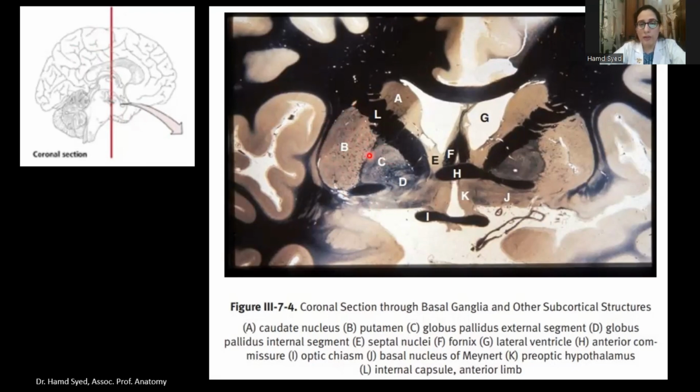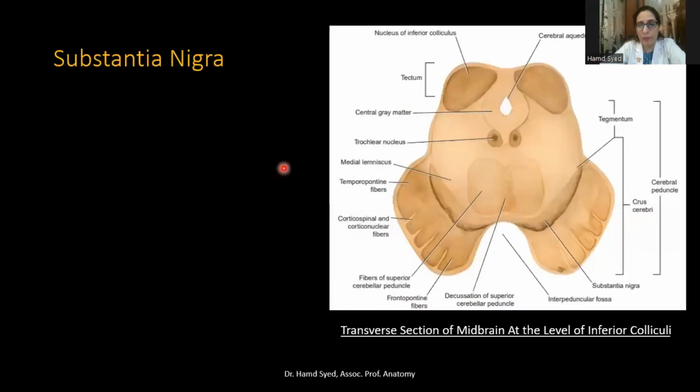And medial to that, this here C and D represents the globus pallidus, where C is the outer segment of globus pallidus and D is the inner segment of globus pallidus. And here A represents the caudate nucleus. Whereas the area marked L and darker over here, this is the internal capsule, right? So these are the structures that can also be visible in the coronal section of the brain.